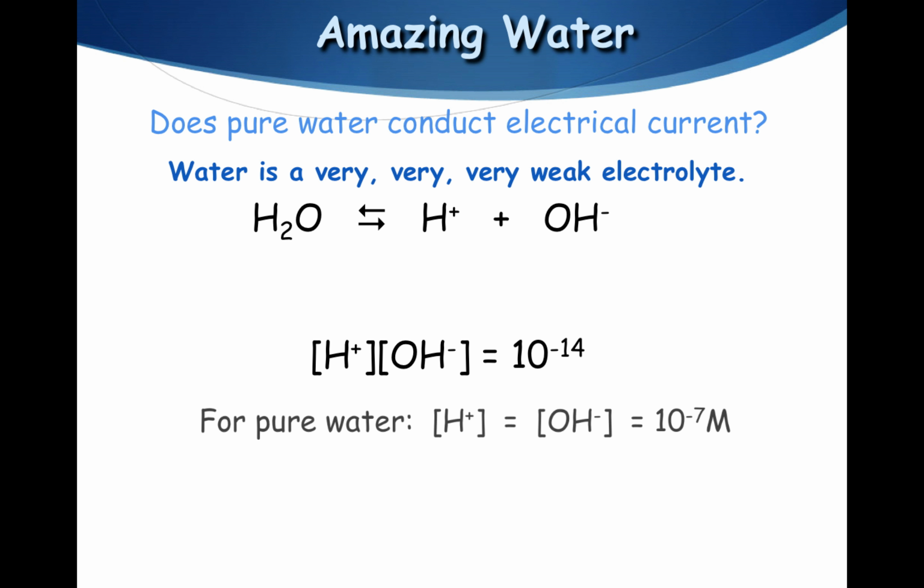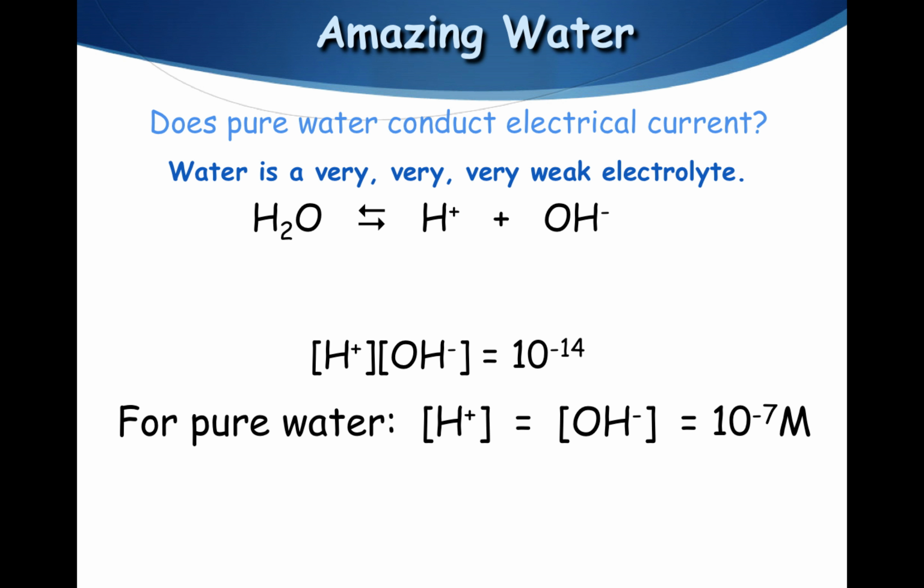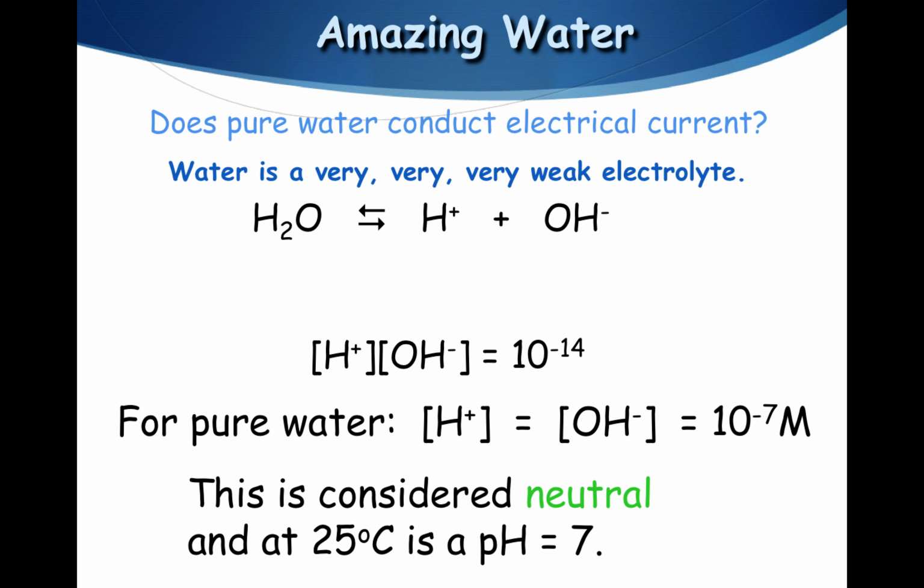In pure water, the concentration of hydrogen ion must be equal to the concentration of hydroxide ion. In other words, x squared equals 1 times 10 to the minus 14, which means both the hydrogen ion and hydroxide ion in pure water is 1 times 10 to the minus 7 molar. This is considered neutral, and at 25 degrees Celsius, this has a pH of 7.